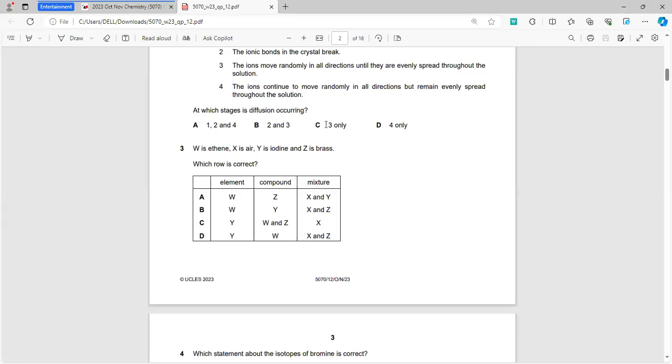Now, in question number 3, they've told us about three things: X, Y, and Z. Z is an alloy, brass, a mixture of two substances. Y is an element, iodine, in group 7, and X is air. However, we know that air consists of many gases: noble gases, oxygen, nitrogen, helium. So basically, X is a mixture. So the correct option is that Y is iodine. We can narrow down our options to C and D, and subsequently, because the mixture is X only, the correct option will be C.